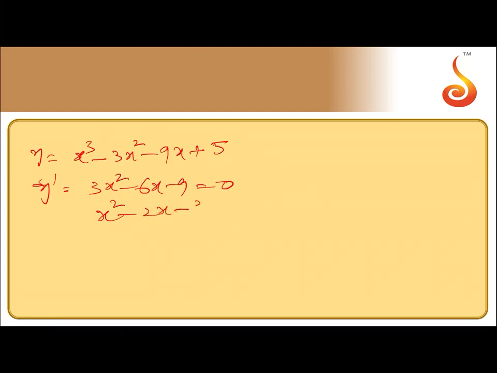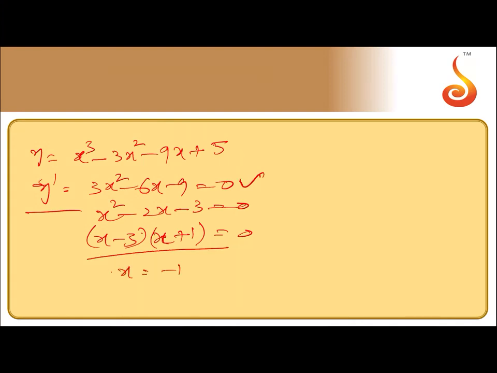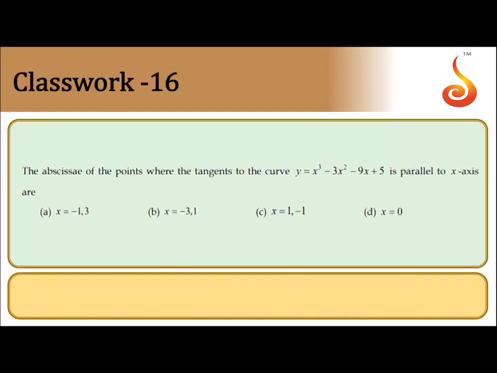Gives us a condition x square minus 2x minus 3 is equals to 0. X minus 3 multiplied by x plus 1 is equals to 0. That means the slope of the tangent is equal to 0 because the tangent is parallel to the x-axis, and therefore y dash equals 0 gives us x is equals to minus 1 comma 3. At these points y dash equals 0, slope is equals to 0. So the answer is x equals to minus 1 comma 3. Answer is A option.